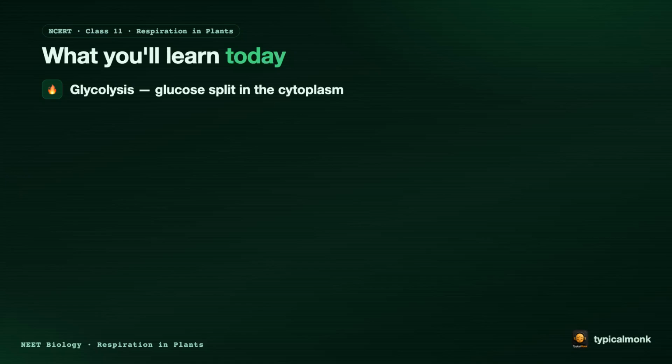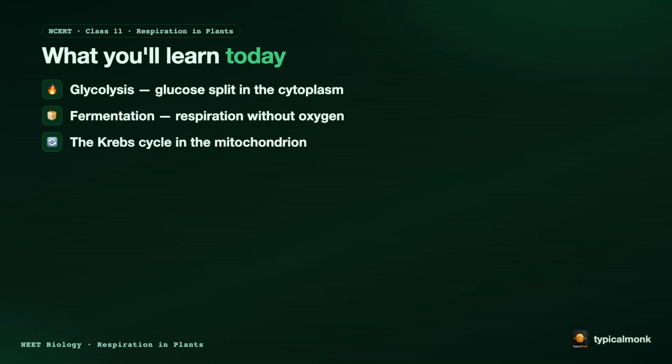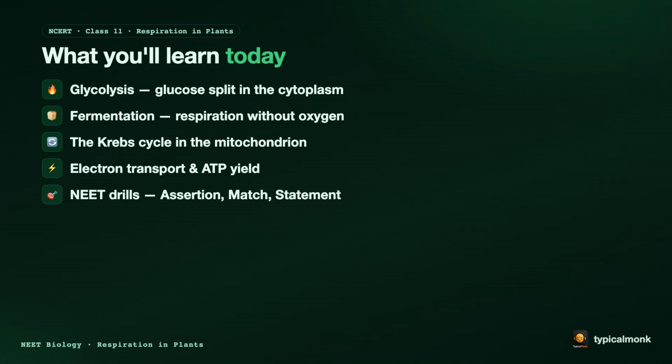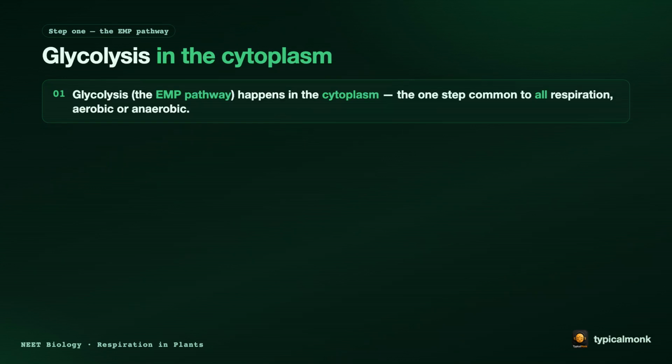Here is today's path. 5 stops. First, glycolysis, where glucose is split in the cytoplasm. Second, fermentation, that is respiration without oxygen. Third, the Krebs cycle inside the mitochondrion. Fourth, the electron transport chain and how much ATP we finally gain. And fifth, NEET drills, that is assertion, match, and statement. Let's begin with the very first step, glycolysis.